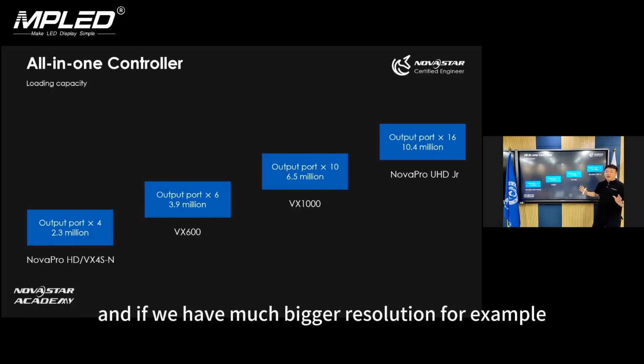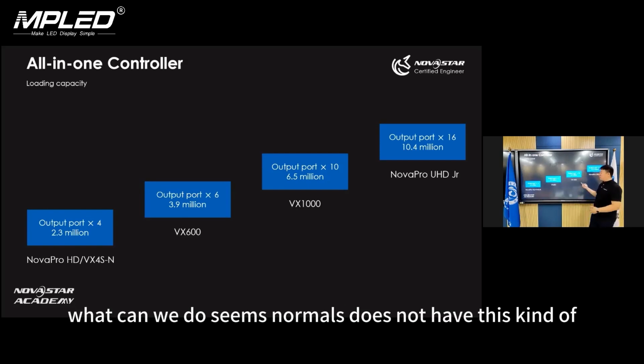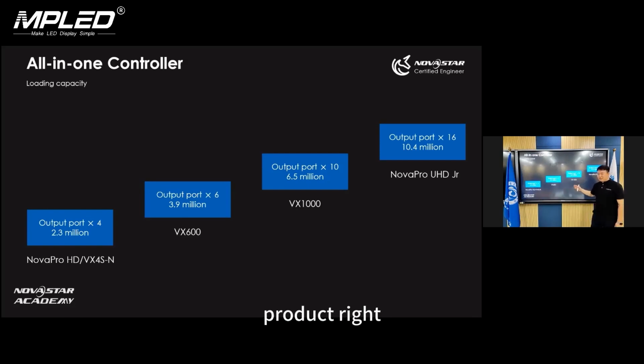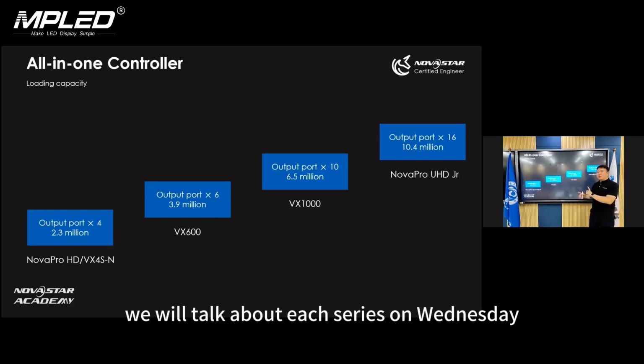And if we have a much bigger resolution, for example over 4K, even reaching 8K, what can we do? Does Novastar not have this kind of product? No, it's not like that. We have the H series. We will talk about the H series on Wednesday.